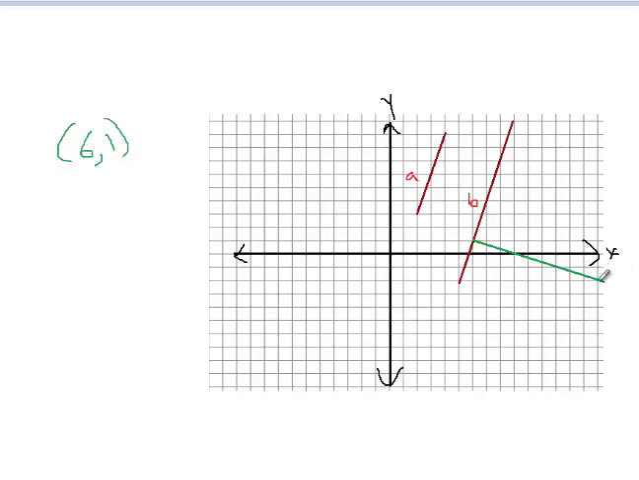Let's take a different point. Let's take this one all the way at the end over here, which is 15, negative 2.